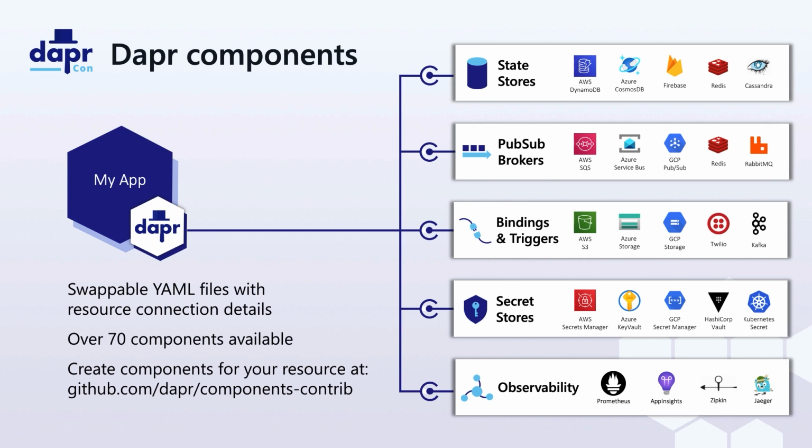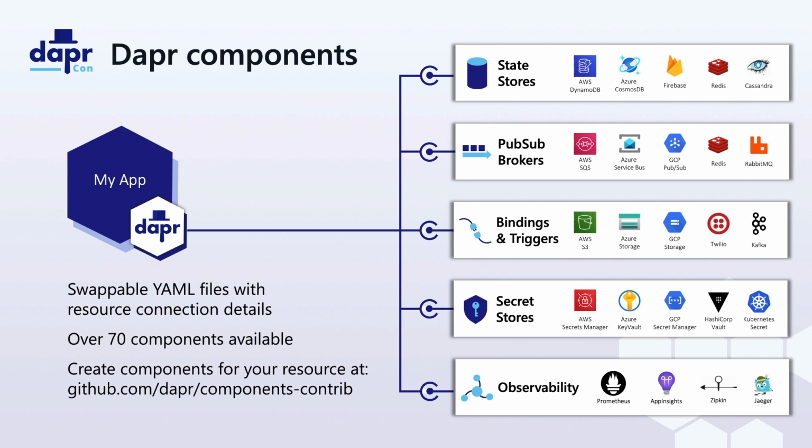So you can see for the state store, we support a variety of different databases like Cosmos DB and Redis and Cassandra. For publish subscribe and pub sub brokers, we have support for Service Bus, Redis, RabbitMQ. Again, the list goes on, right? For every Dapr component, there's tons of different options for things that you could make use of.